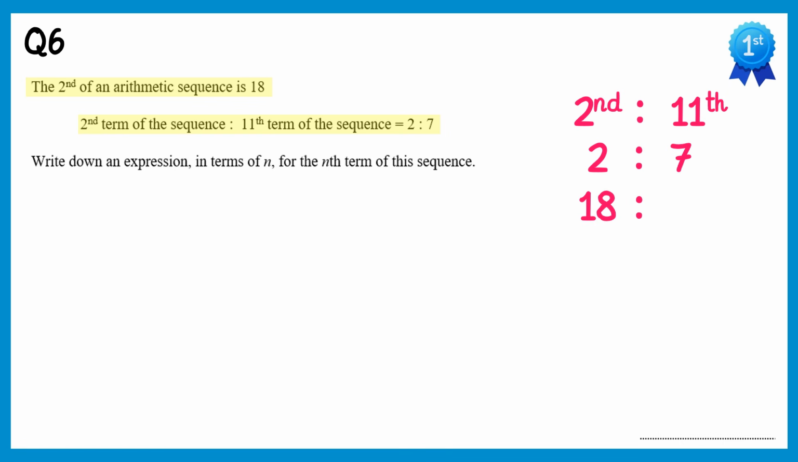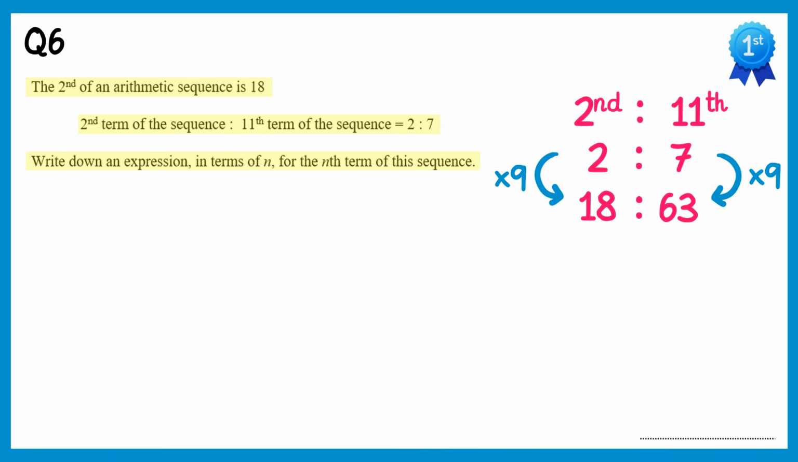Next we need to consider what we multiply 2 by to get to 18, which is times by 9. This means we can just multiply the 7 by 9 as well, and this will give you the 11th term. So 7 times 9, 63. Then in the question we're asked to find an expression for the nth term of the sequence.